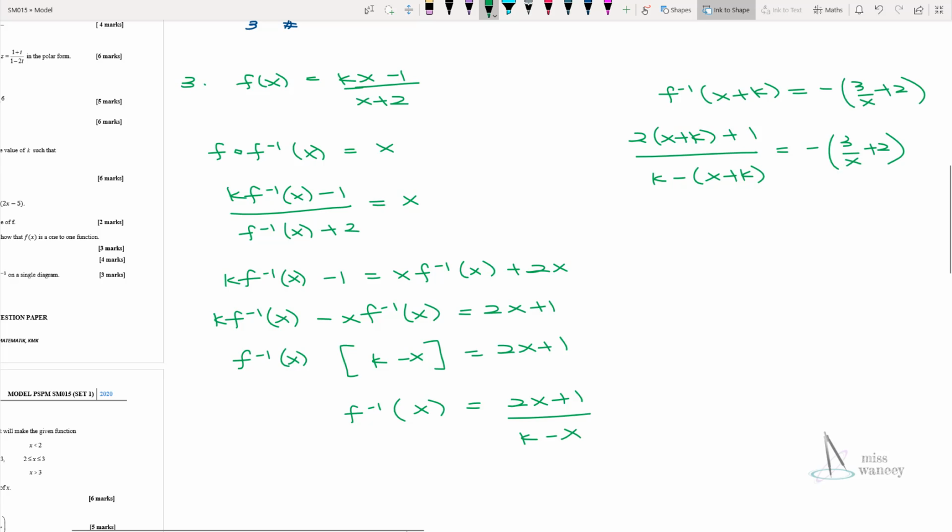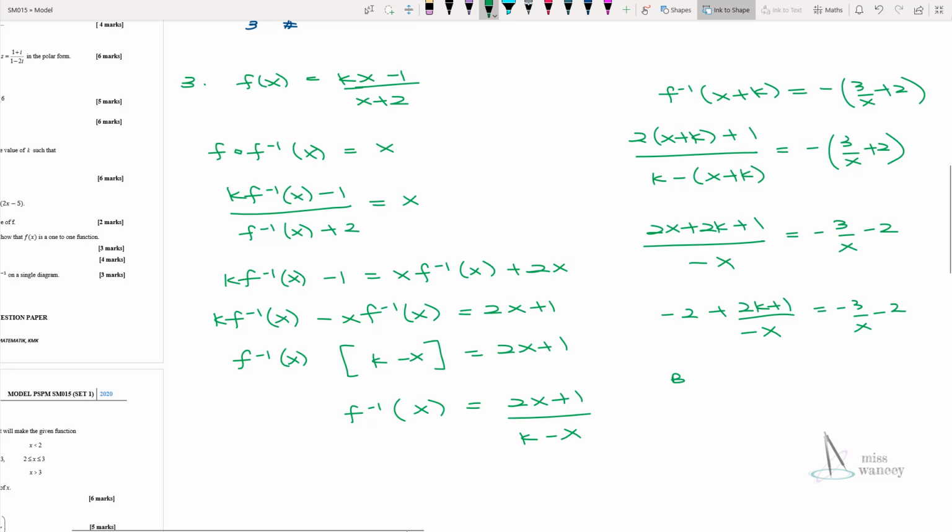Okay, so simplify a little bit. We got (2x plus 2k plus 1) over (k minus x minus k), so k minus k, so this is negative x, equal to the negative of 3 over (x plus 2). Okay, so let me simplify this. So this one will become negative 2 and then plus (2k plus 1) over negative x. So this is basically negative 3 over (x plus 2).